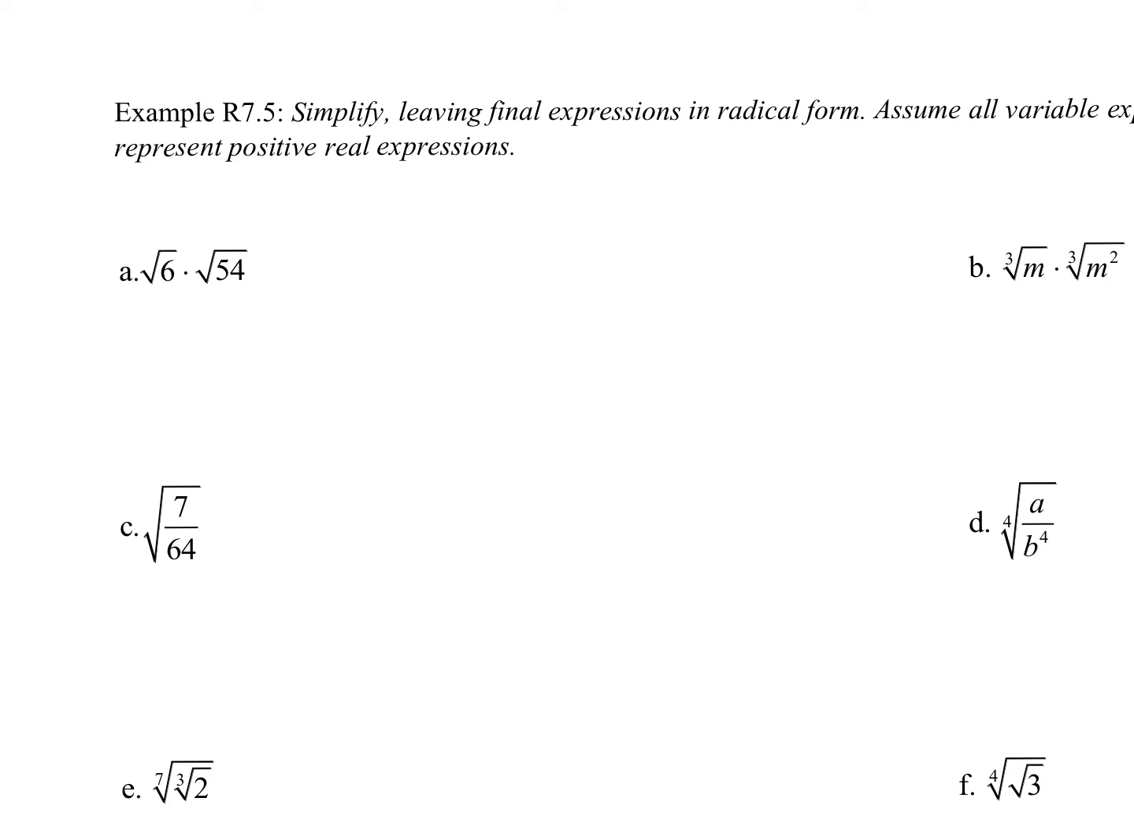So on letter A, they both are inside the square root. And since they're both inside the square root, I can combine them. But rule of thumb, before you combine anything, try to make things smaller before you make things bigger.